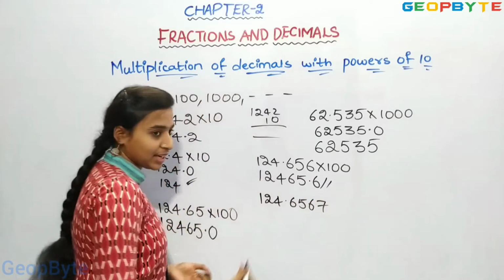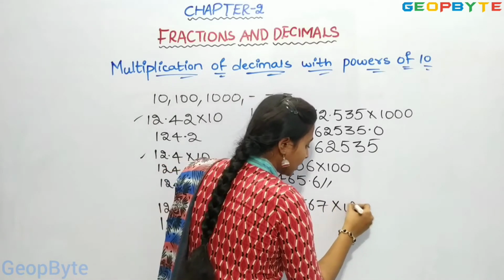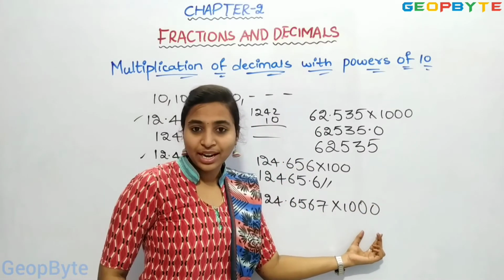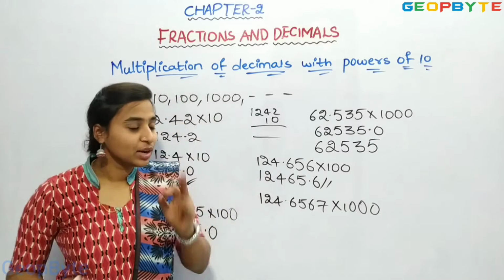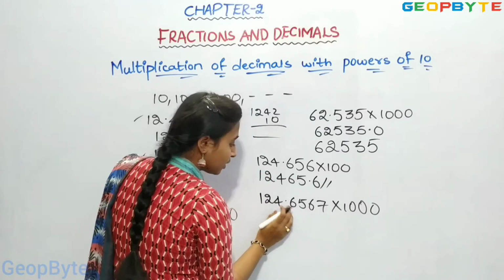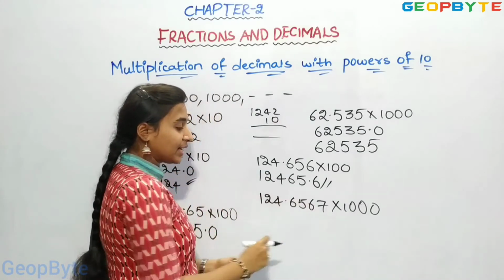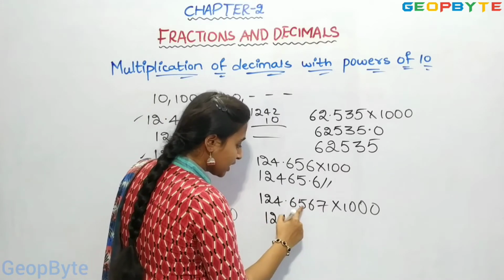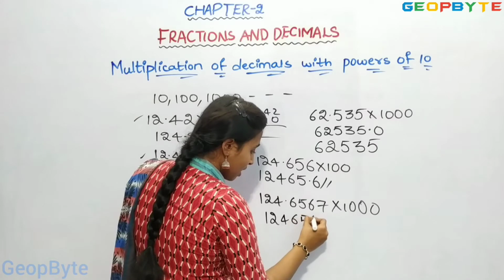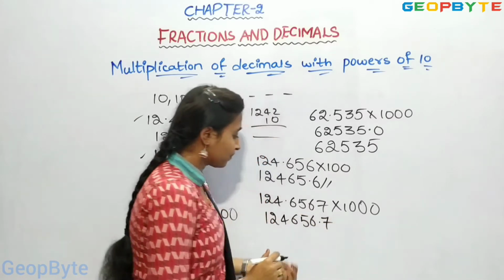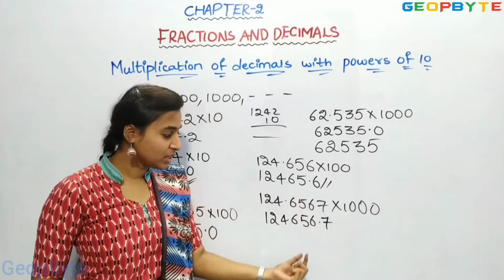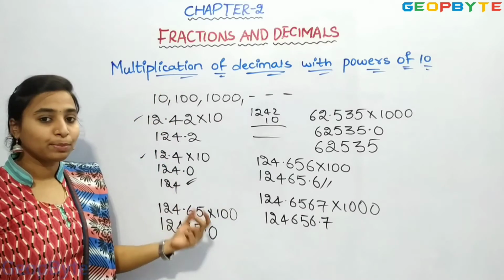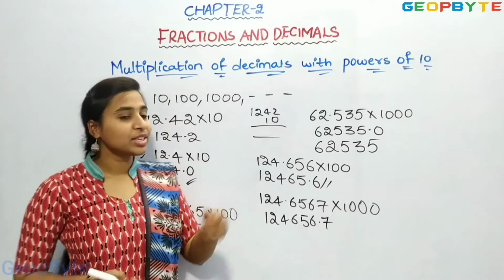Now 124.6567. Let us take this number and multiply with 1000. Since we have three zeros here, the point moves towards the right after three digits, that is 124656.7. The point moved after three digits, and we got the answer like this. So, this is the way to multiply decimals with powers of 10.